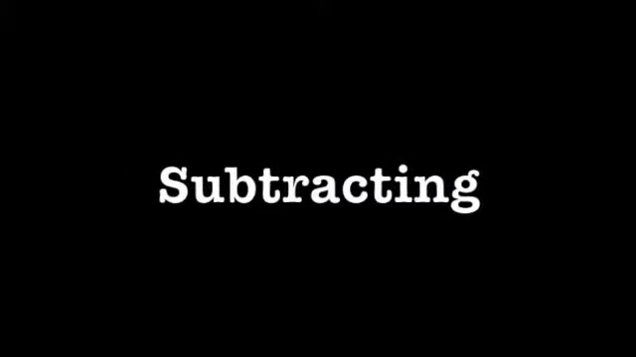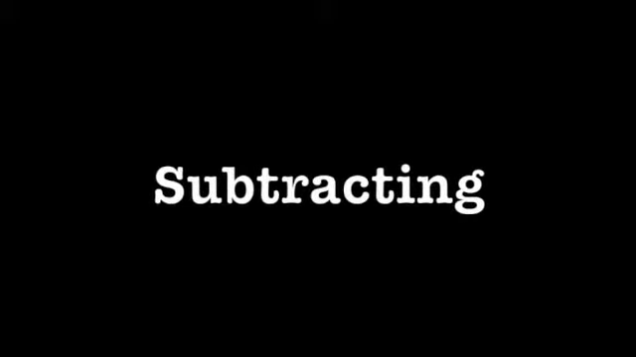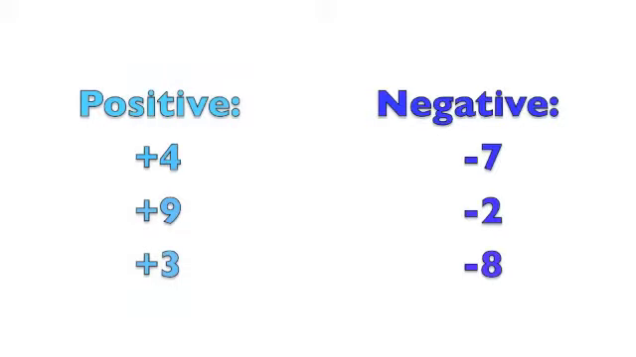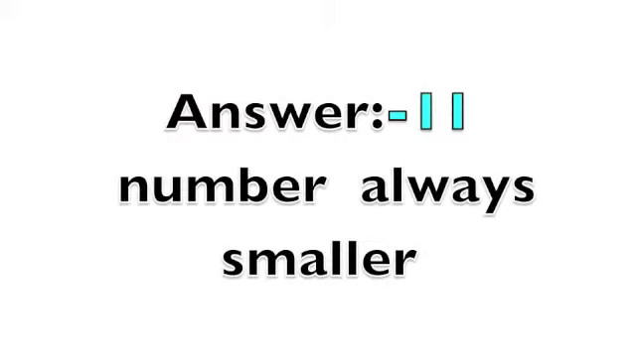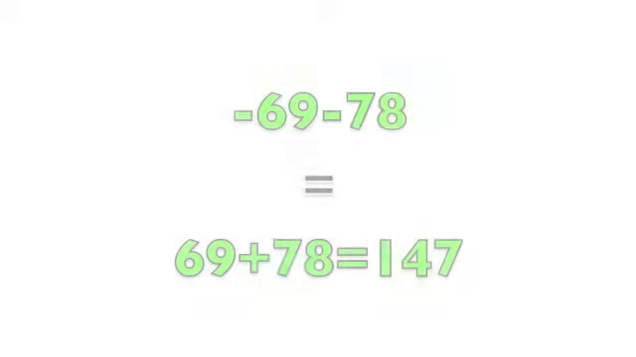Now we're on to subtracting, our last lesson. Just like adding, subtracting is very confusing. So again, we will take the integers and put them into two teams, positive and negative. For example, negative 7 minus positive 4 will equal 7 plus 4, which is 11. But because we're subtracting, the number has to be smaller. Negative 11 would be your complete total answer.